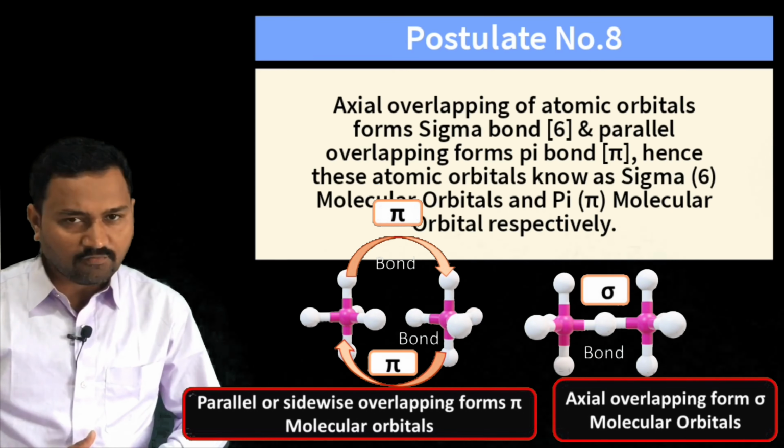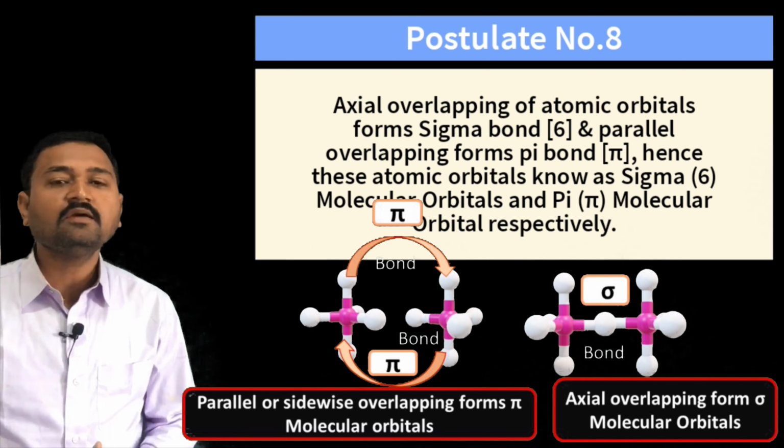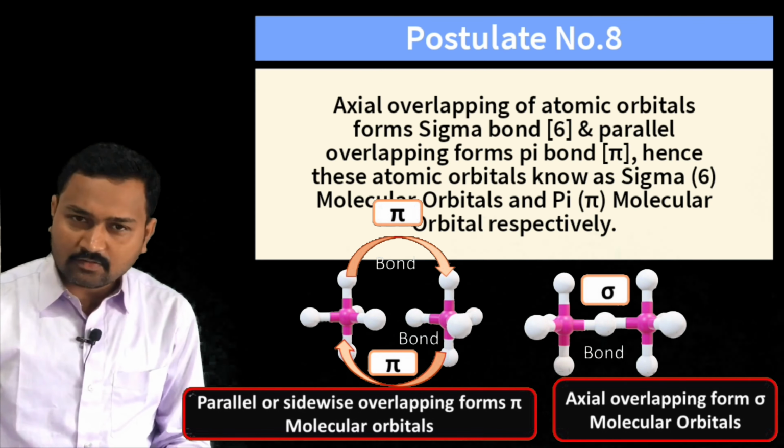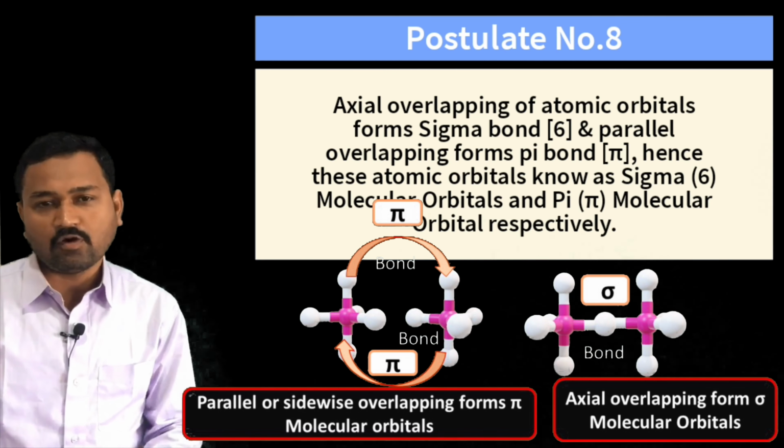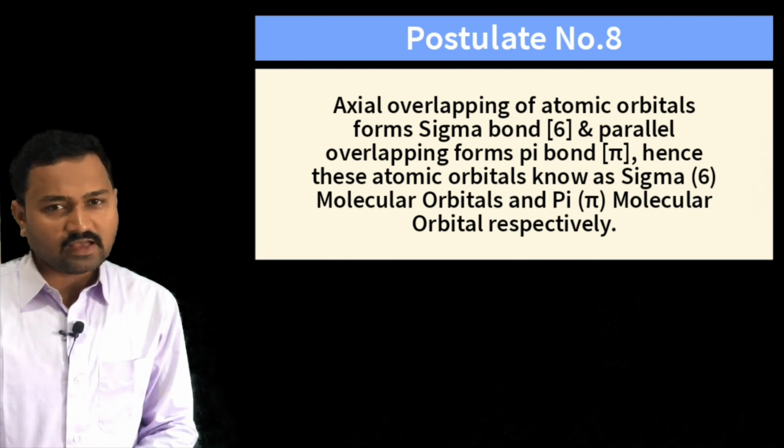Let us know about postulate number 8. We know that the axial overlapping of atomic orbitals forms the sigma bond, while the sidewise or parallel overlapping forms the pi bond. Hence, these molecular orbitals are known as sigma molecular orbitals or pi molecular orbitals.